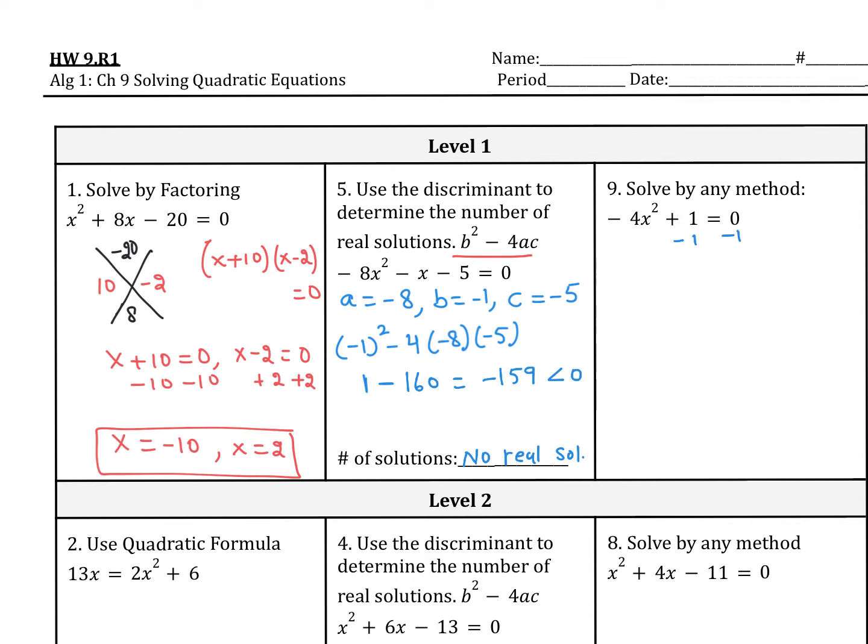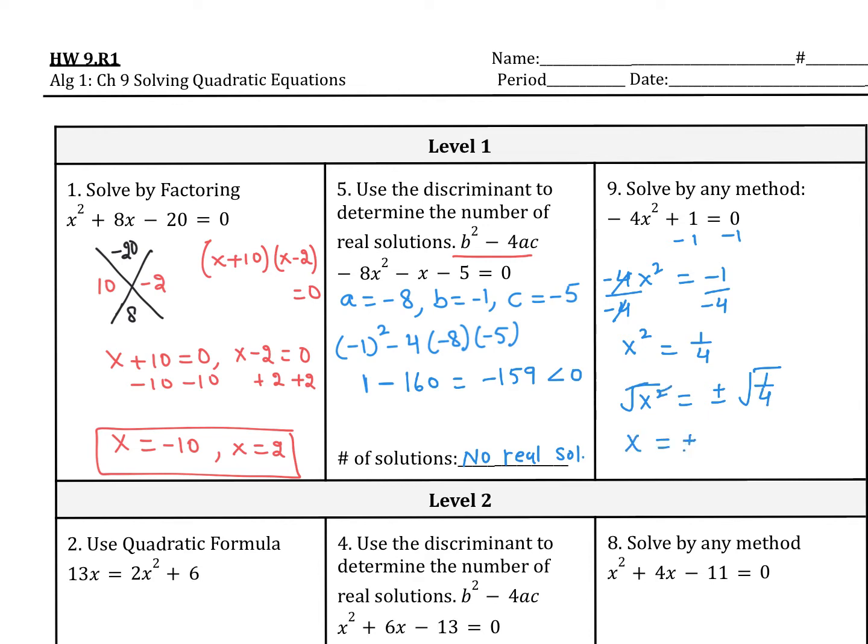So -1 on both sides. You're going to isolate the x squared, divide by -4. x squared equals 1/4. Take the square root on both sides, plus or minus square root of 1/4.